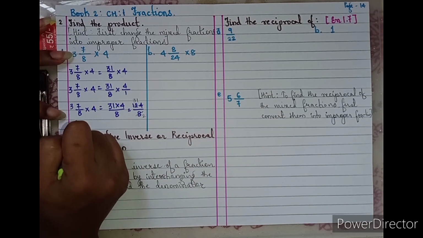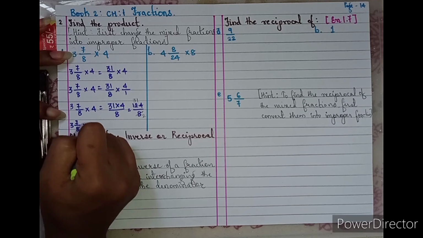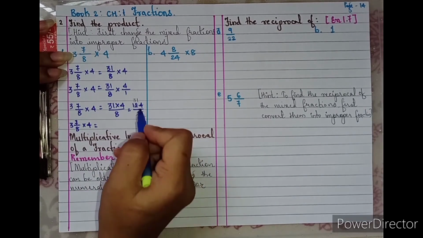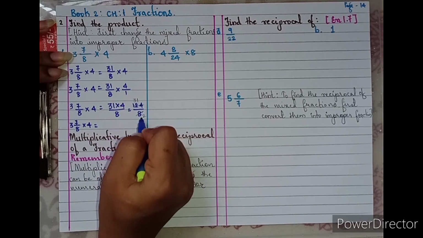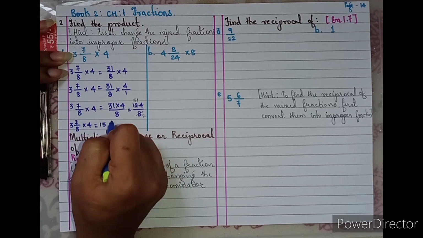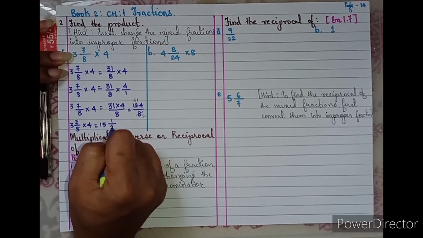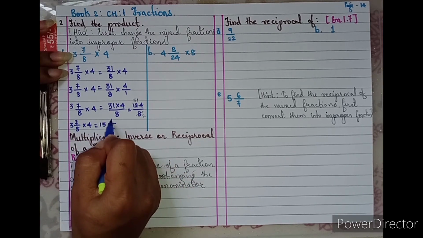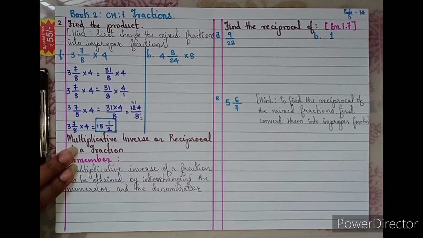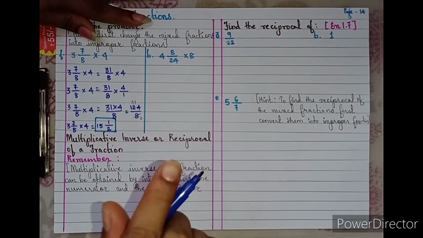So 3 is to 7 by 8 into 4 equals, when we divide this 31 by 2, our quotient will be 15. The remainder will be 1 and the divisor was 2. So 15 2s are 30 plus 1, 31, therefore 31 upon 2, and hence the answer. Similarly, we shall solve the next problem also.